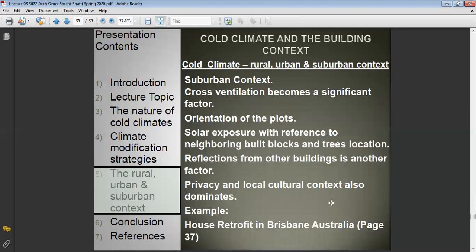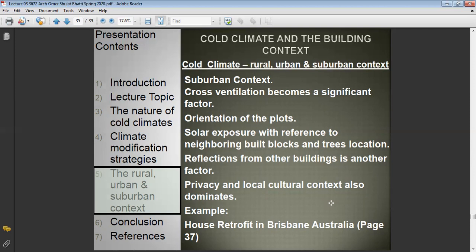When we are talking about the suburban context, cross ventilation becomes a significant factor. Orientation of the plots has to be baseline so we don't waste the land. Solar exposure with reference to the neighboring built blocks and tree locations has to be explored while we are devising and designing the spaces. Reflection from other buildings is another factor because in the suburban context, we have pockets of built environment and a lot of green and other open spaces. So we have to see in which orientation we are going to provide windows, and what kind of reflection and what kind of views we are getting.